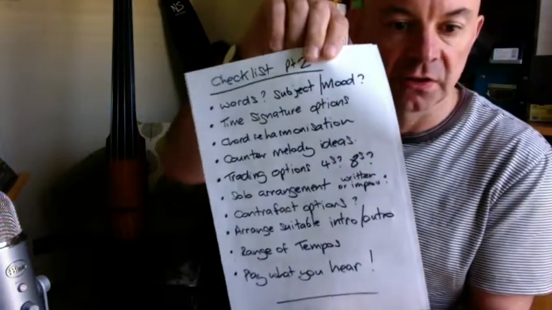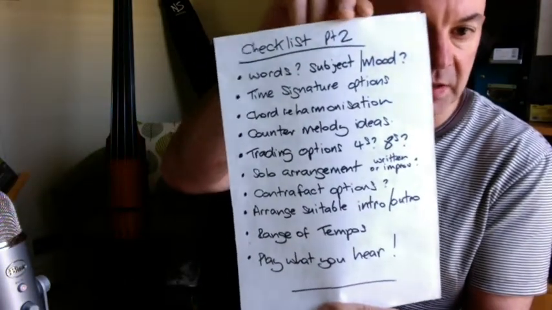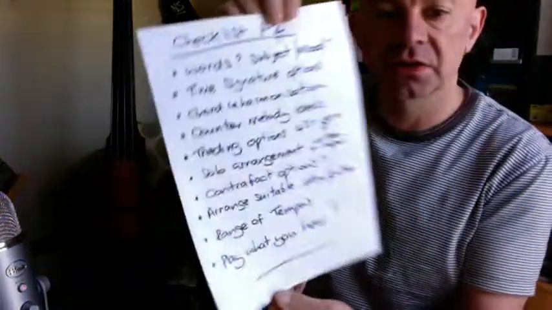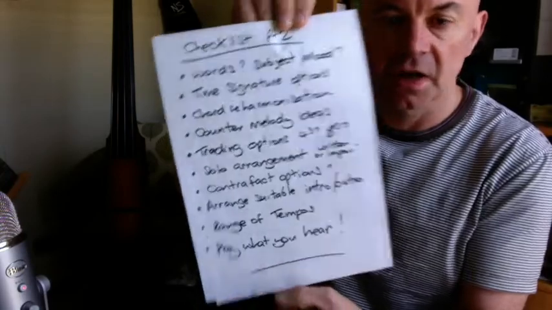Okay, so onto the second checklist now. This is another 10 ideas, so I wanted to give you 20 in total. So I'll go through this pretty quickly. The first thing on our second checklist, as you can see there, is words. If it's a vocal tune, if it's a vocal piece, do you know what it's about? Whilst it's a great idea to actually know the words, because it might inspire your treatment of a piece, if you know what the sentiment of it is, you definitely need to know the subject or the mood.